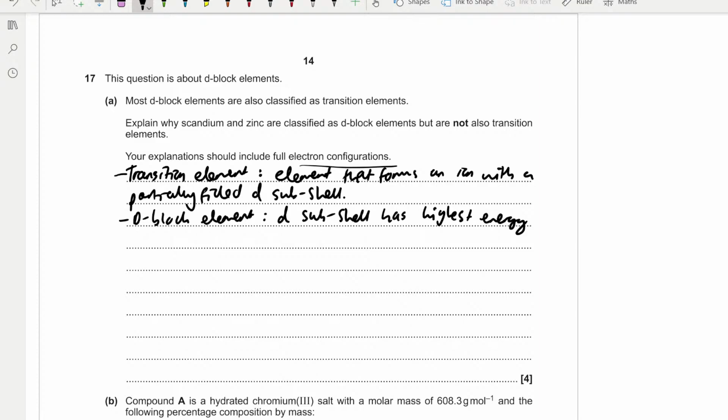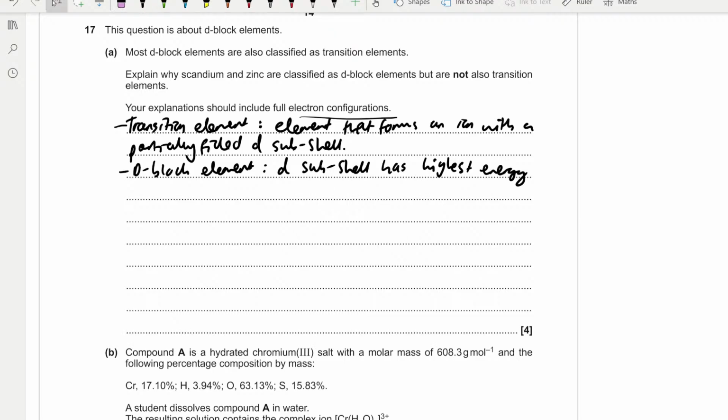And then we want to give the electron configurations of Sc3+ and Zn2+, because these are the ones that we want to classify as not transition elements. Because the only ions that you form from scandium and zinc are Sc3+ and Zn2+. So, if we write the electron configuration, it gives us 1s2, 2s2, 2p6, 3s2, 3p6. And as you can see, there's no electrons in the D subshell, so it can't be partially filled. And then Zn2+. And then we need to just write our little explanation for that.